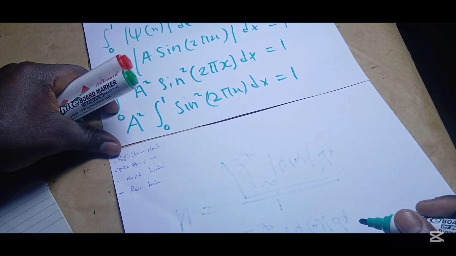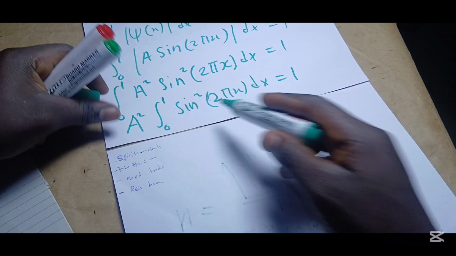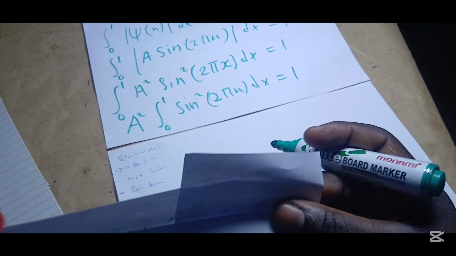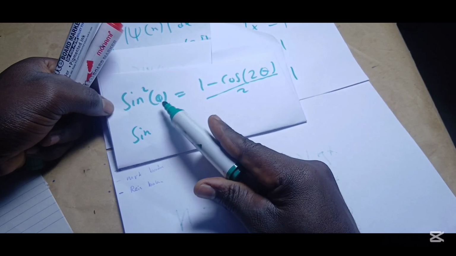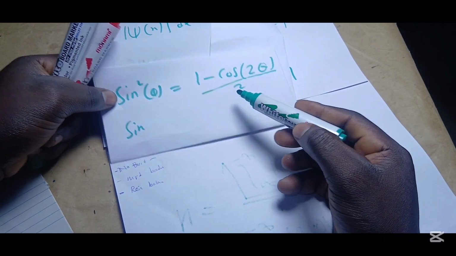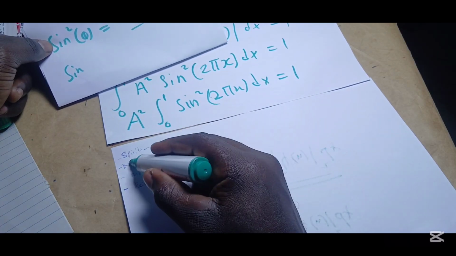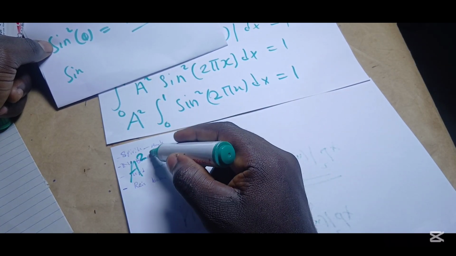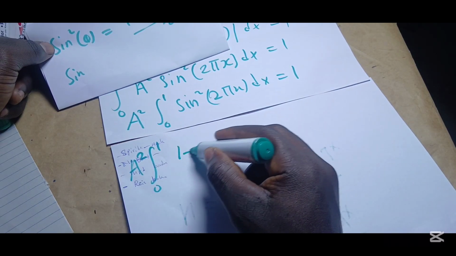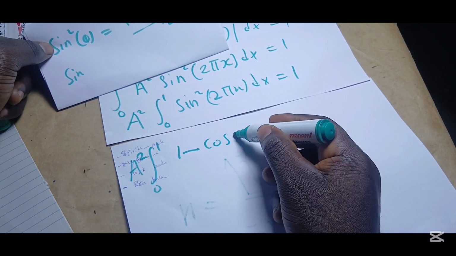Now what do we do next? We want to integrate sine squared 2 pi x. To do so, we are going to use the reduced angle formula in trig. We know that sine squared theta equals (1 minus cos 2 theta) over 2. So sine squared can also be written as 1 minus cos 2 theta.